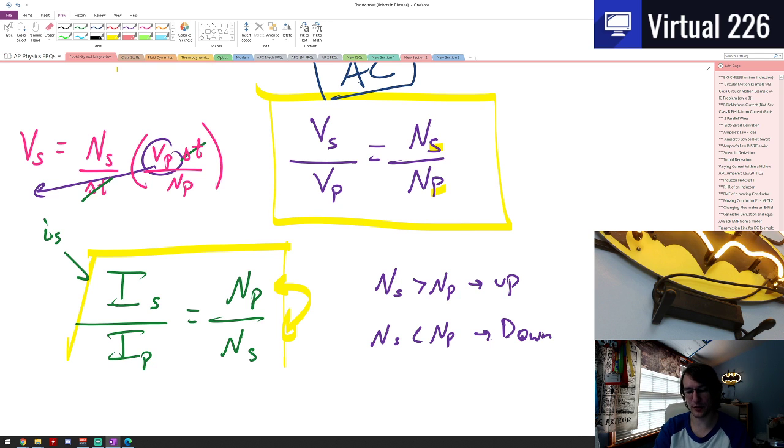Okay, so that's the idea of transformers. It's not physics in disguise. They're not robots either. It's just a really simple, straightforward way of how we can transfer our electricity.